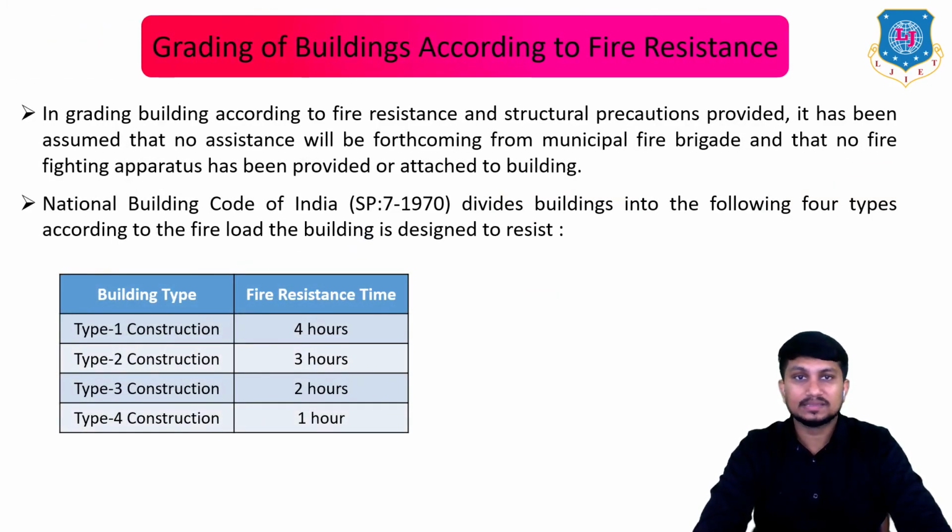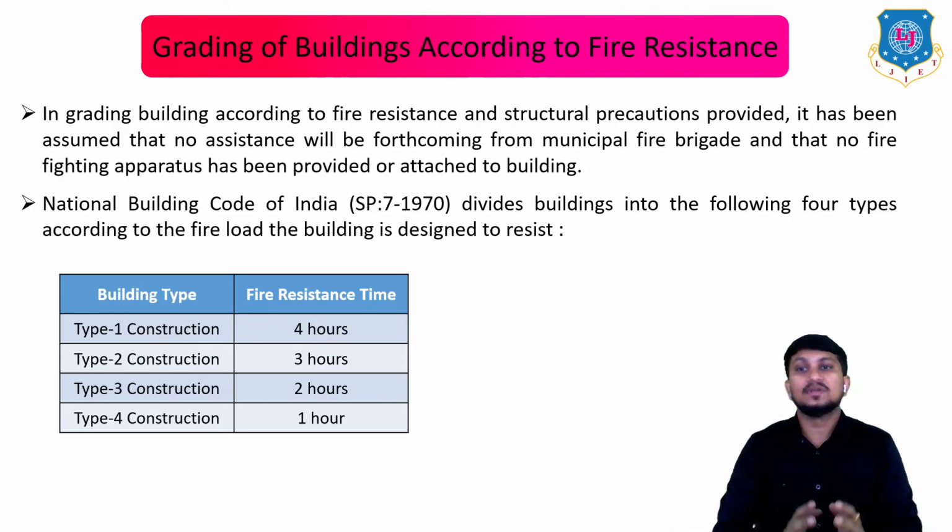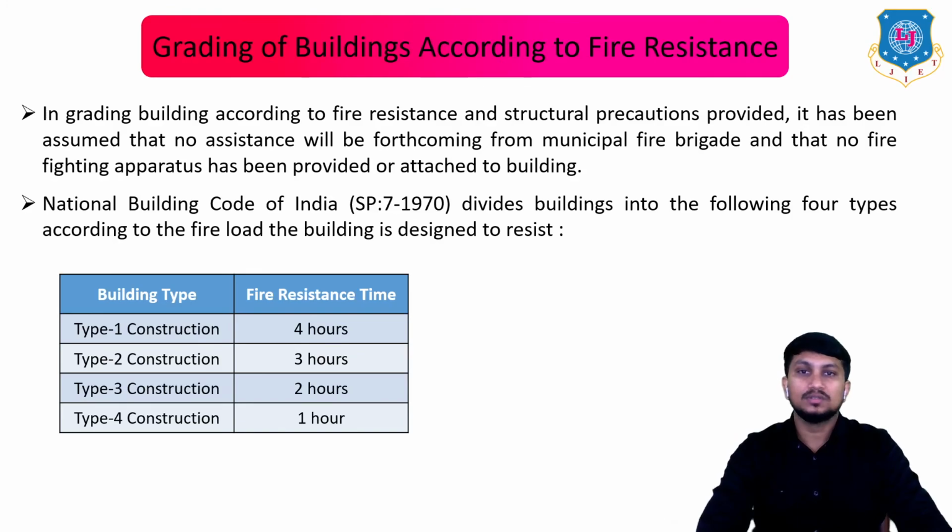Now let's see the grading of buildings according to fire resistance. In grading buildings according to fire resistance and structural precaution provided, it has been assumed that no assistance will be forthcoming from the municipal fire brigade and that no firefighting apparatus has been provided or attached to the building. The National Building Code of India (SP 7, 1970) divides buildings into four types according to the fire load the building is designed to resist. Type 1 construction can resist 4 hours of fire. Type 2 construction can resist 3 hours of fire. Type 3 construction can resist 2 hours of fire. And type 4 construction can resist only 1 hour of fire without the fire brigade and firefighting apparatus.